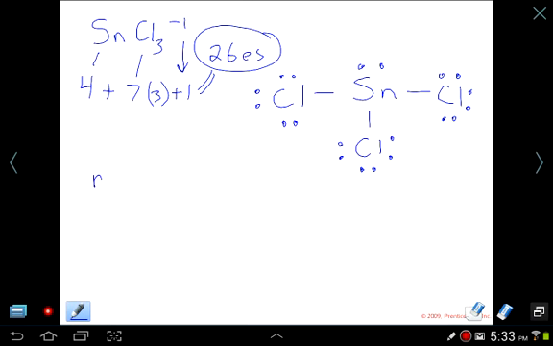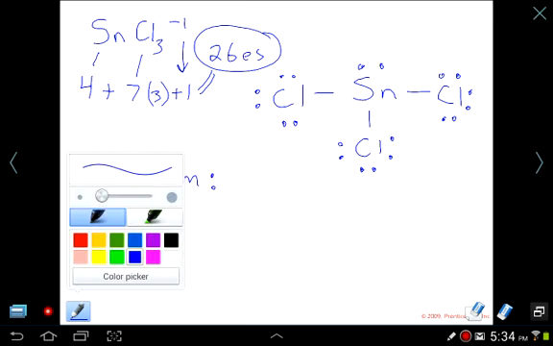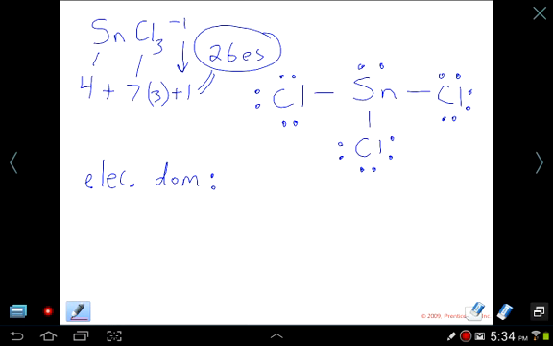Let's begin with the electron domain geometry, and then we'll do the molecular geometry. The electron domain geometry will be based on how many electron domains we have around the central atom. So in this case, 1, 2, 3, 4. So 4 corresponds to tetrahedral.